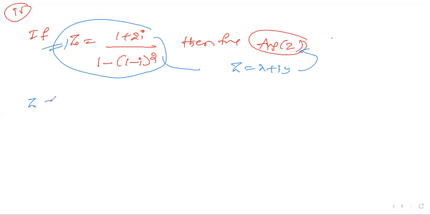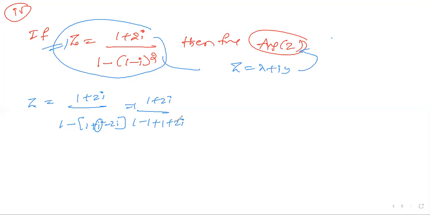Let us take z is equal to the numerator; no need to change because it's simple. The denominator you can expand as (a minus b) whole square, which is a square plus b square minus 2ab. Then the square is over, it's opened. So next, the simplification: we are going to get 1 plus 2i by the denominator 1 minus 1, minus of minus, i square is minus 1, so it's plus 1, now plus 2i.